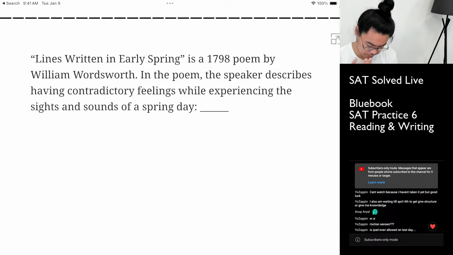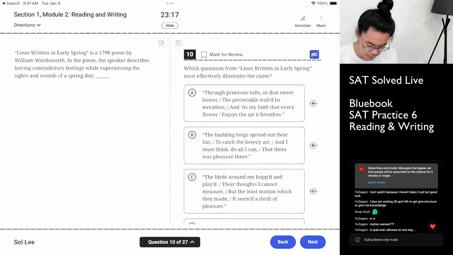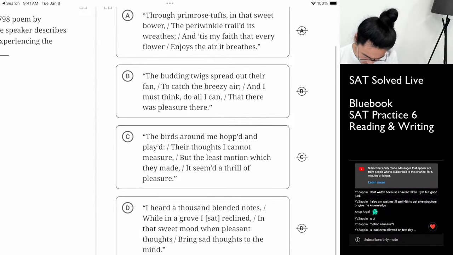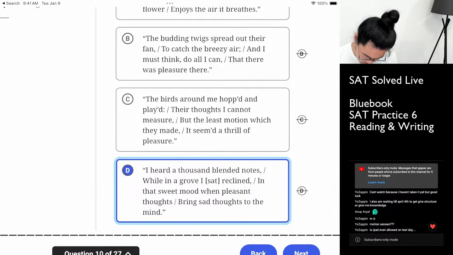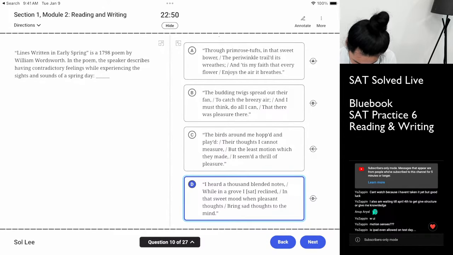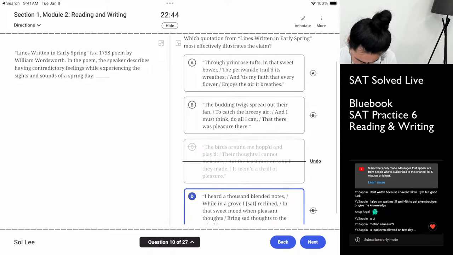Lines written early spring. Contradictory feelings while experiencing sights and sounds. I want contradictory, sad thoughts, sweet mood, sad thoughts, sights and sounds. I heard sound. There's no sights, but besides the grove, but I mean, this is probably the only answer. That's sights, but there's no mixed feelings or contradictory feelings.